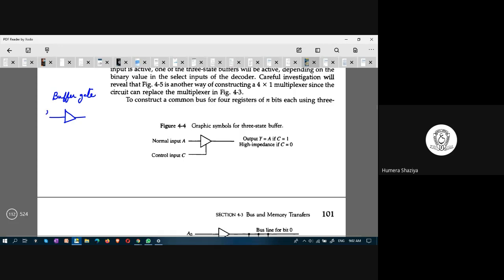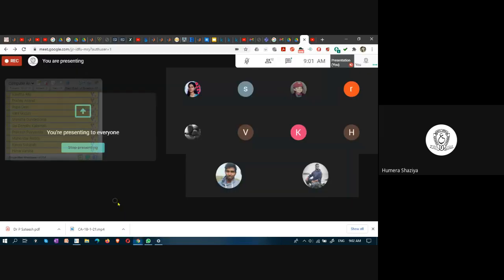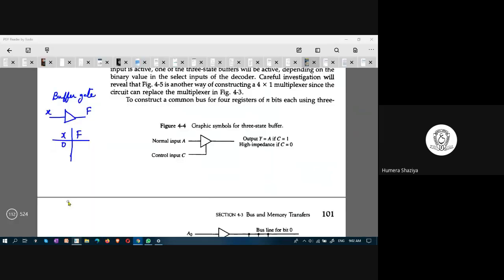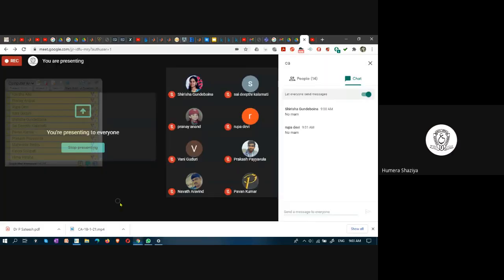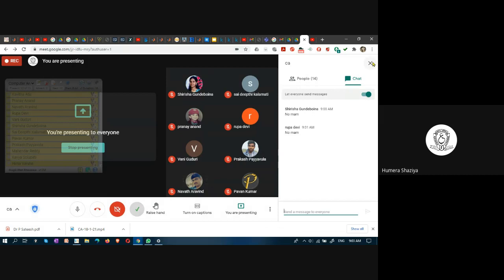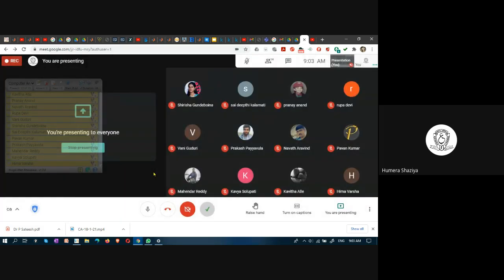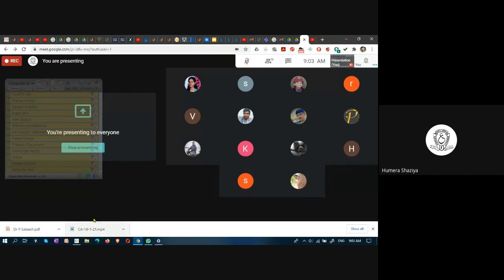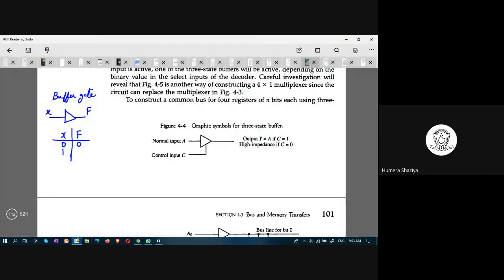Here x is the input, f is the output. Can anyone tell me the value of f when x is 0? 0. Very good. What is the value of f when x is 1? 1. Very good. So what does it mean? It means that the buffer gate is taking the input and generating the identical input as output. Okay, so this is our buffer gate.